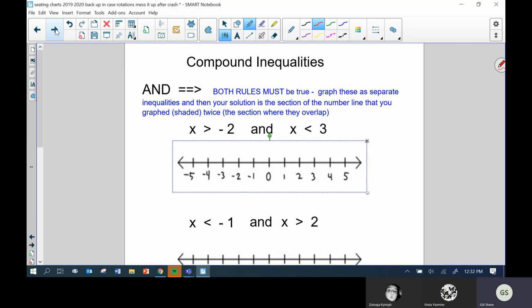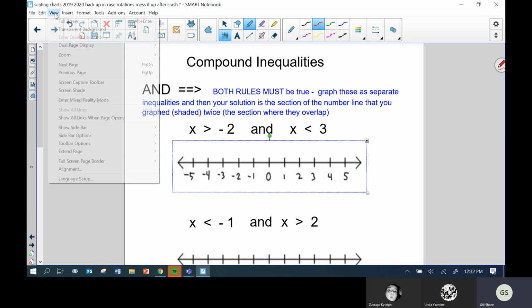All right, so there's a pretty simple way, I think, to do these different inequalities. It wasn't as simple for the kids as I thought it was. So we'll see how you guys do it. Are you still writing? All right. Can you see it? Both rules must be true. Graph these as separate.